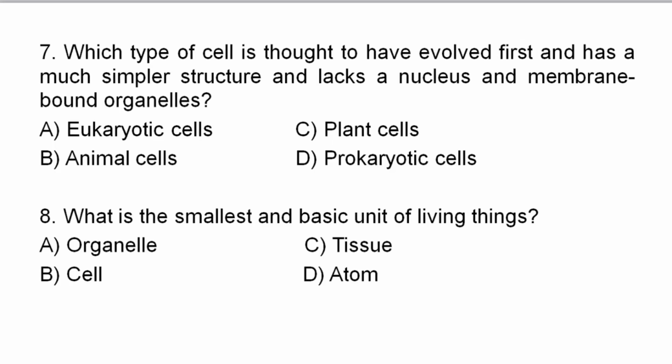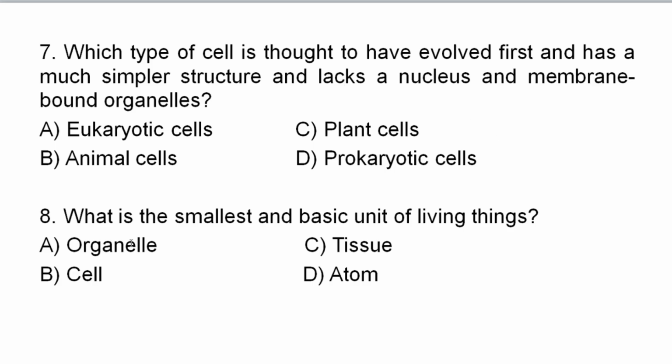Question number 7. Which type of cell is thought to have evolved first and has a much simpler structure and lacks a nucleus and membrane-bounded organelles? A. Eukaryotic cells, B. Animal cells, C. Plant cells, D. Prokaryotic cells. Which type of cell evolved first and has a much simpler structure, and this cell lacks a nucleus and membrane-bound organelles? So which cell from the given alternatives? Good. The correct answer is D. Prokaryotic cells.